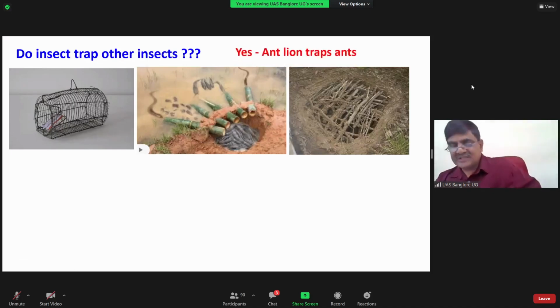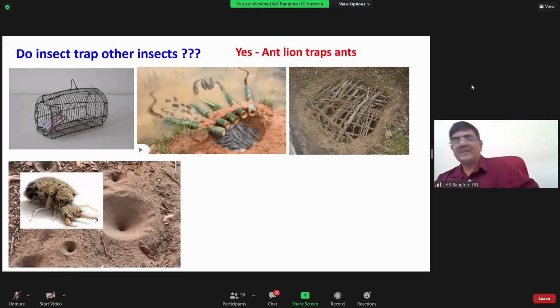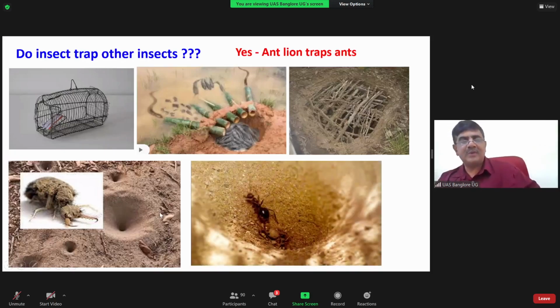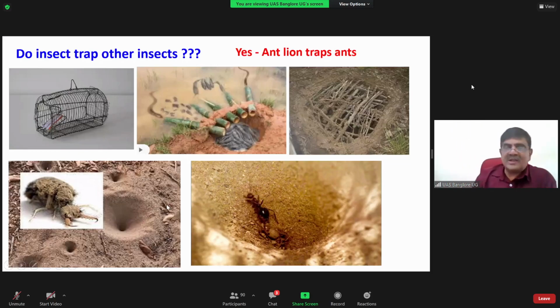So the next question is, do insects also trap others? If you look here, this is an antlion larva. Whenever you go to sandy areas, you might have seen pits like this. At the bottom of the pit, if you dig, you will find this antlion larva. Suppose ants come over to the pit, the ants will slide to the bottom. Once the ant slides to the bottom, it will be caught by the larva.